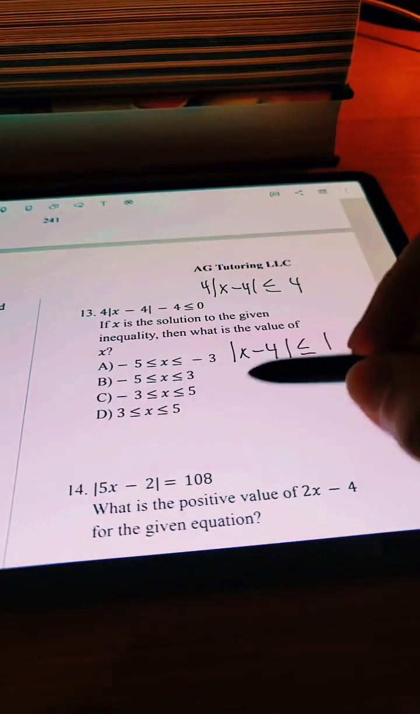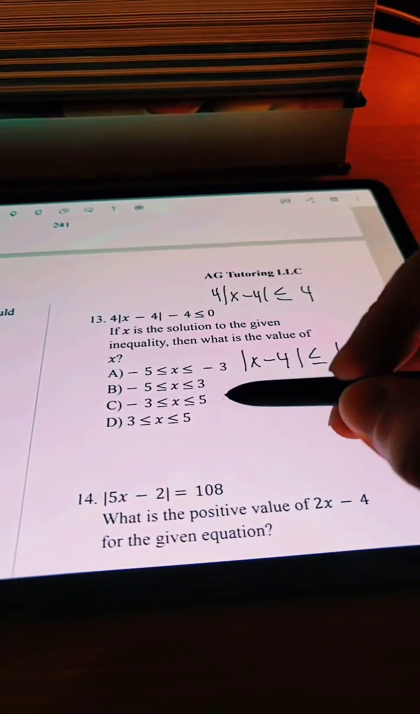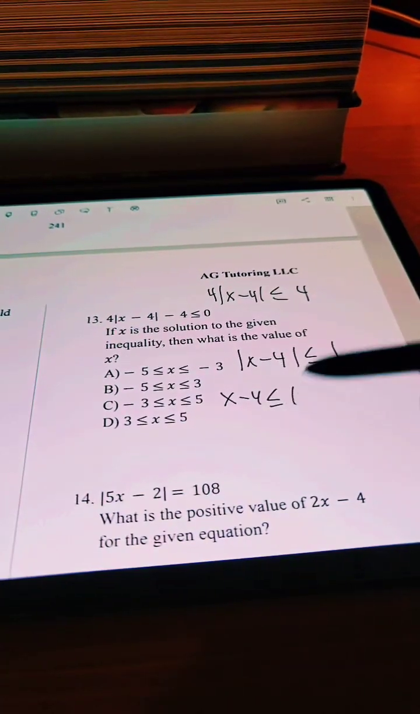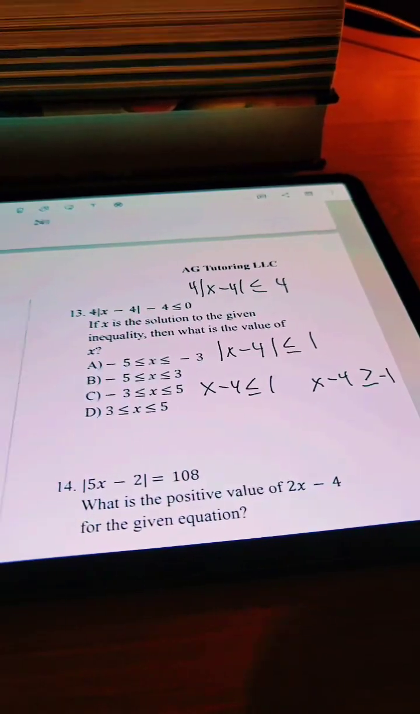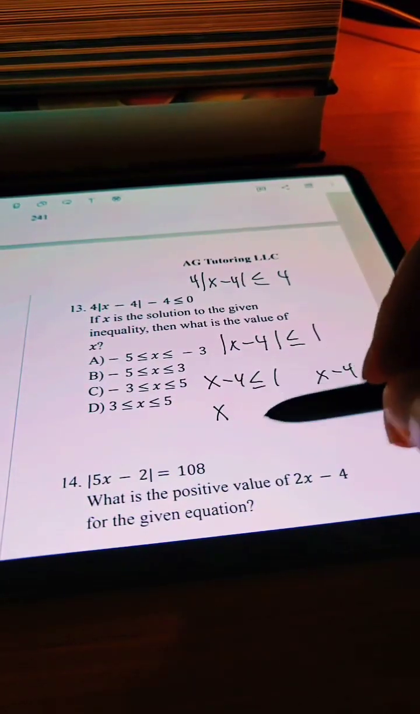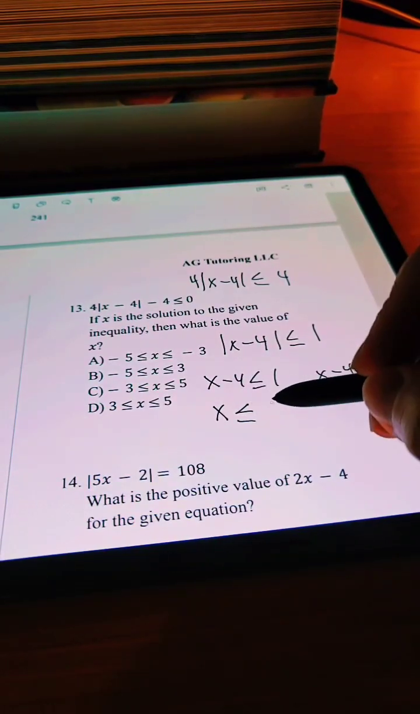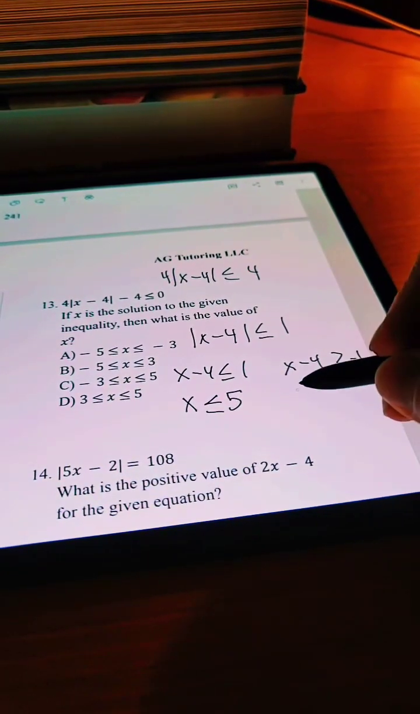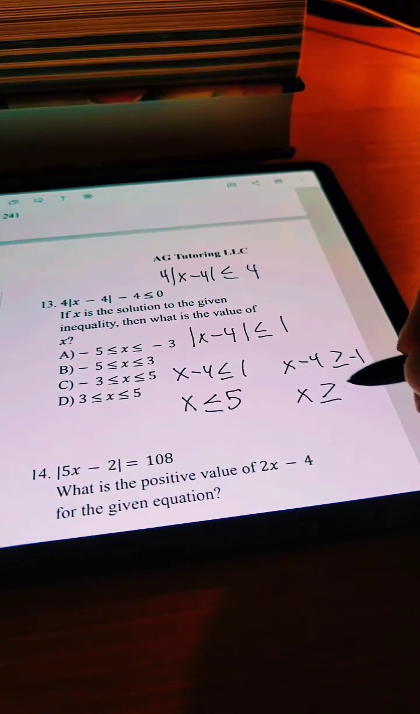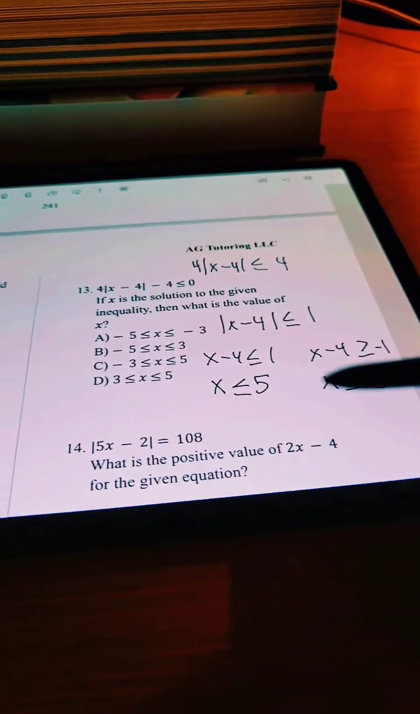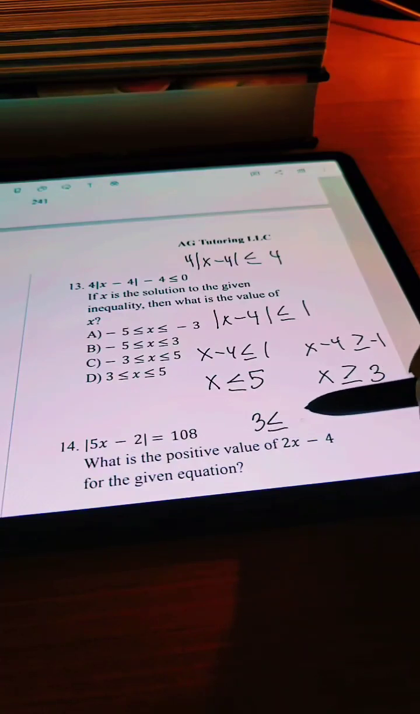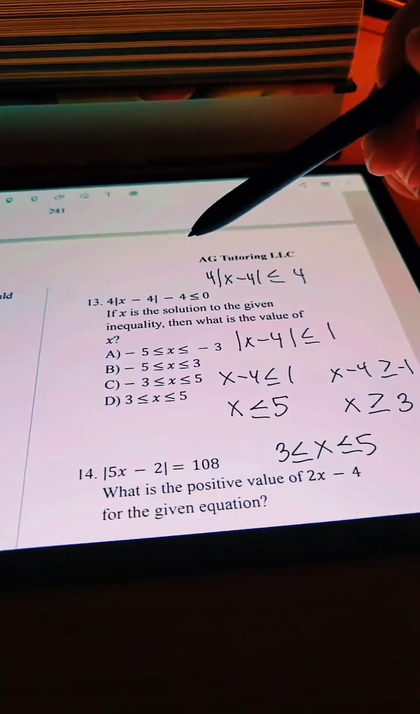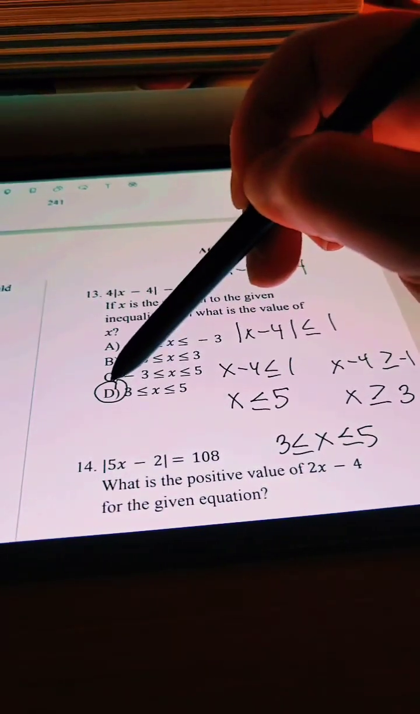And then I have to remember, okay, it's an absolute value bar, so there's two options. So I could have x minus 4 is less than or equal to 1. x minus 4 is greater than or equal to negative 1. Now I'm going to get x by itself by adding 4 to each side. So x is less than or equal to 5. And then if I add 4 to each side here, I'm going to have x is greater than or equal to positive 3. So let's see, if we put that together, it's going to be that x is greater than or equal to 3, and it's less than or equal to 5. So then that would just be D right there.